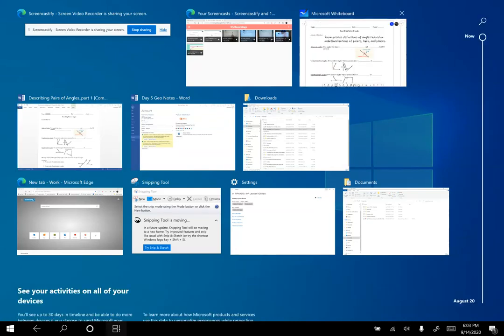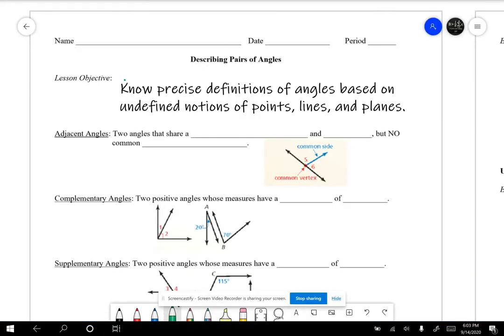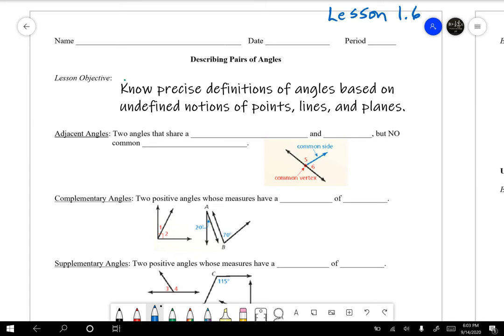Hi, you guys. What we're going to try to do now is move on to section 1.6. If you want to follow along in your book, this is going to be the first 2 pages in lesson 1.6, so this will be part 1. Just so you know, these are pages 48 to 49 in your textbook.